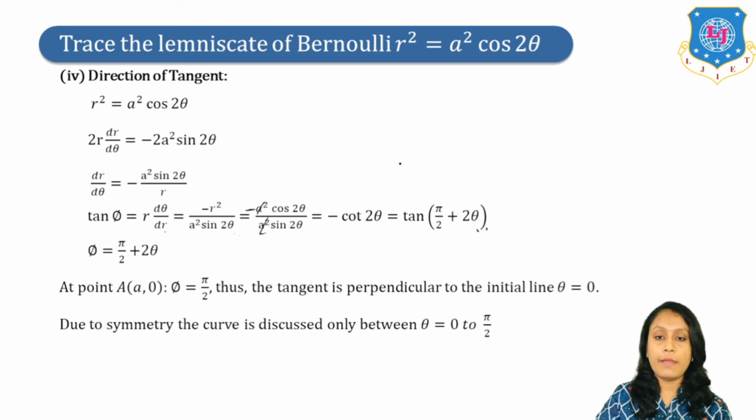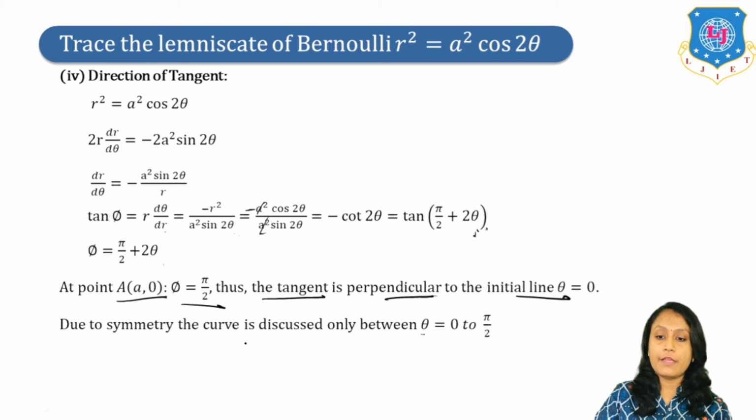Because pi by 2 plus 2 theta means second quadrant, and in the second quadrant tan is negative, we can write this in reverse as tan of (pi by 2 plus 2 theta). So from this, phi is pi by 2 plus 2 theta. The intersection point is a comma 0, so here theta is 0; substitute theta 0 and you will get phi equal to pi by 2. So the tangent is perpendicular to the initial line, theta equal to 0.